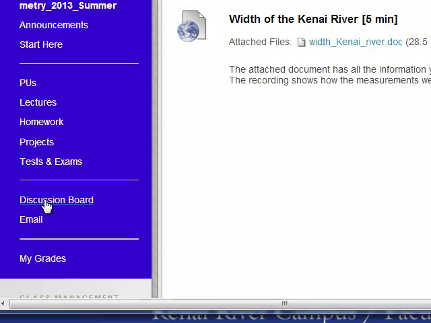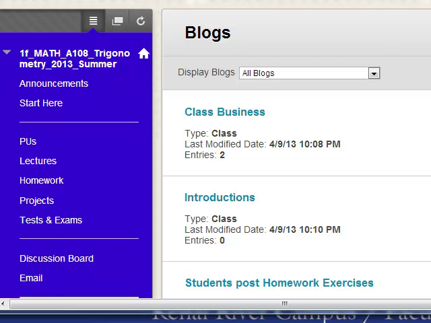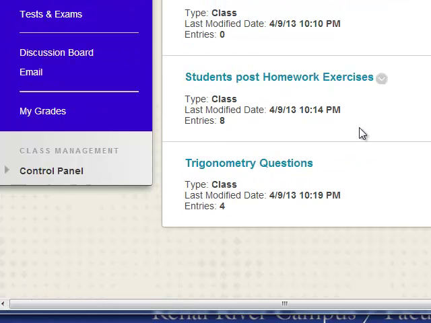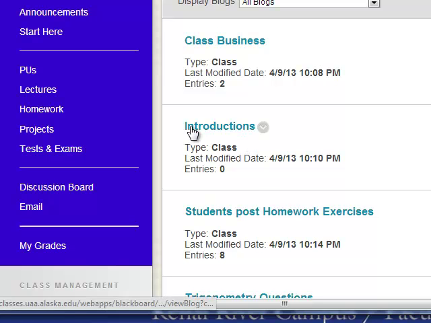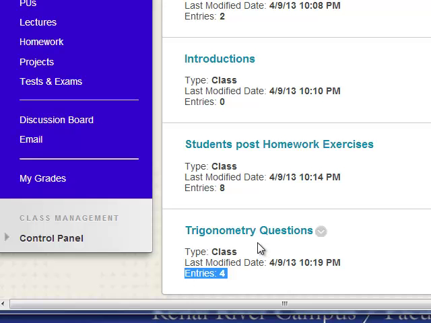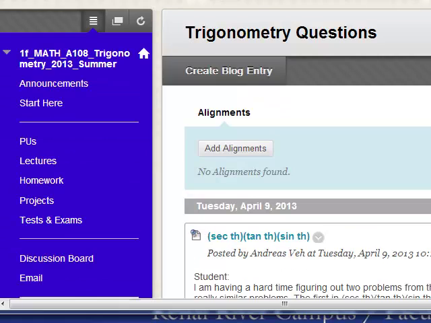Okay, let's see. Discussion board. And this here is for class business. This one here is introductions for students to post. This one here, students post their homework exercises, and then trigonometry questions. When you see 4 entries here, that's from a previous semester, but you may still, of course, look at them and see what students asked.